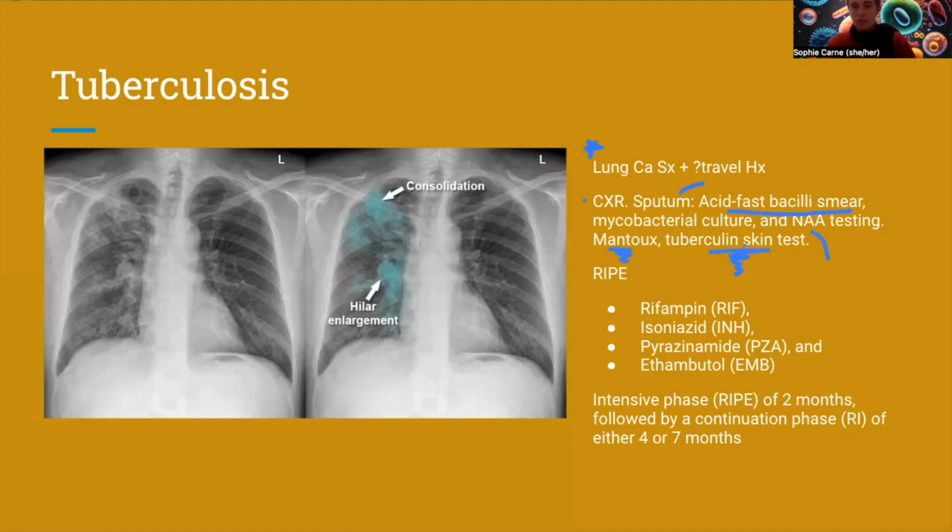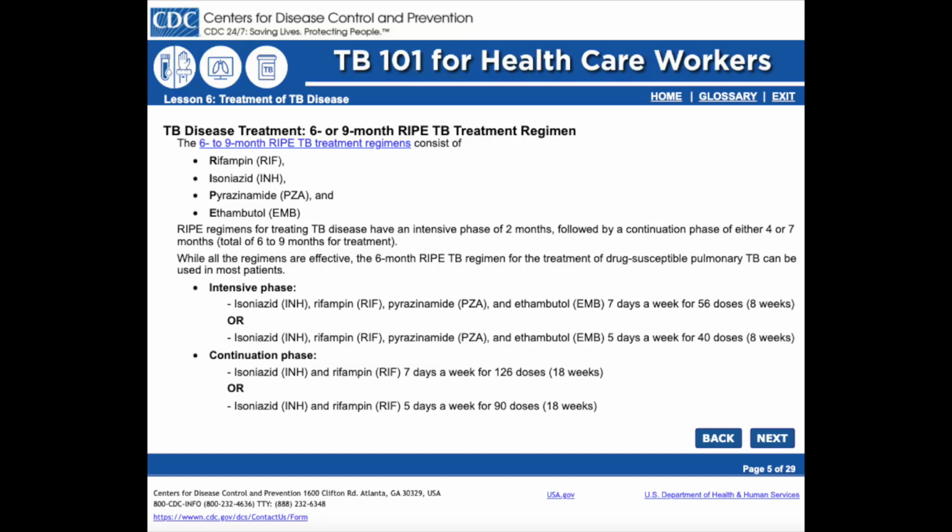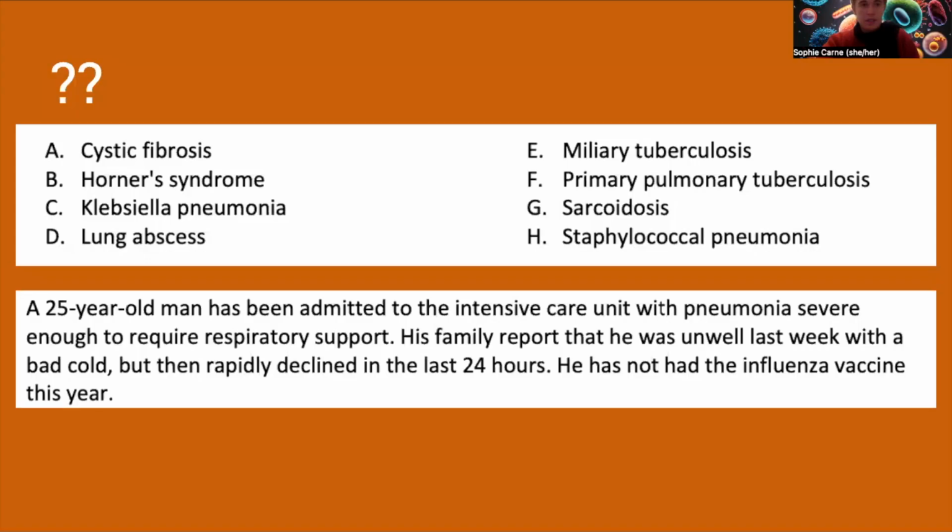In terms of treatment, the first phase of treatment is 2 months of all of the RIPE drugs which you have learnt. So rifampicin, isoniazid, pyrazinamide, and ethambutol. And then you do 4 to 7 months of just the R and the I drugs. So, next question.